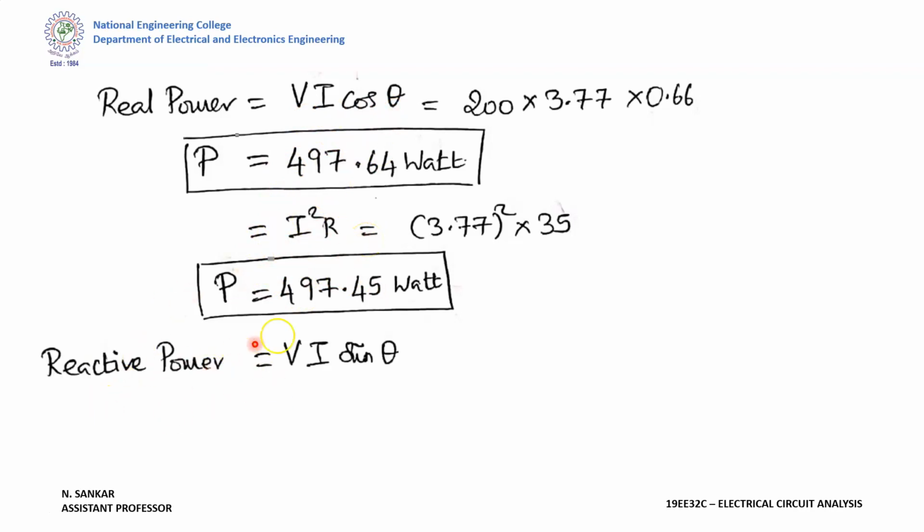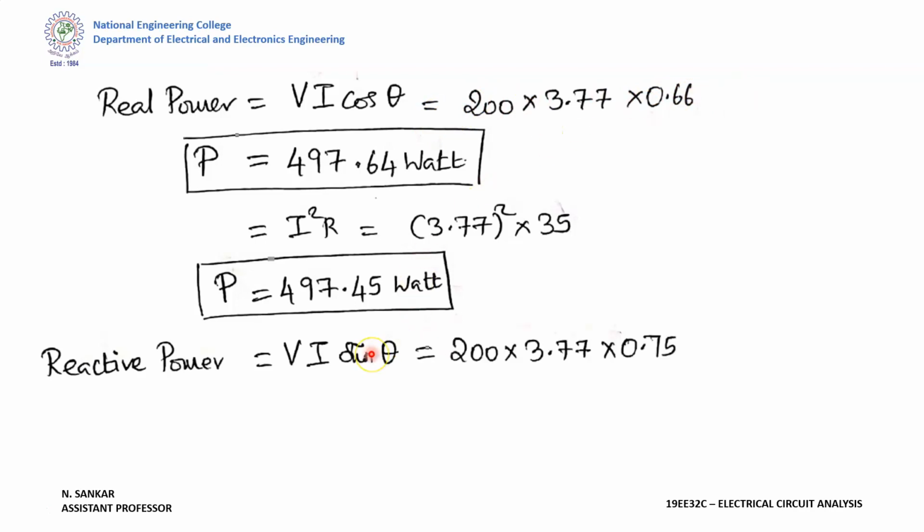Similarly, for reactive power, the formula is V into I sin theta. Okay. So here we have to find the value of sin theta. For that, either you can go for the formula XC by Z, or simply from cos theta find the value of theta and then take sin theta. That is, cos theta is equal to 0.66, theta is equal to cos inverse of 0.66. So from that you will find the value of the angle.